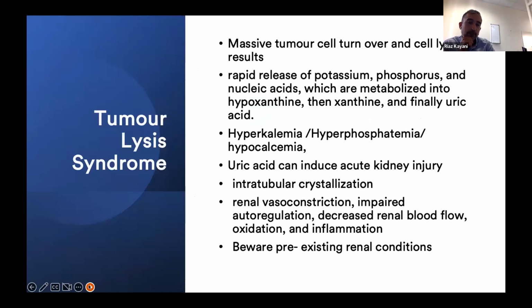I know that the audience I'm speaking to knows this condition very well, so I won't labor too much on the pathophysiology of it. But essentially, tumor burden and cell lysis immediately result in rapid release of potassium, phosphorus, and nucleic acids, which need to be metabolized into uric acid, which has a renal excretion. And obviously the effects of high uric acid in the serum and its deposition can have life-changing and potentially lethal effects.